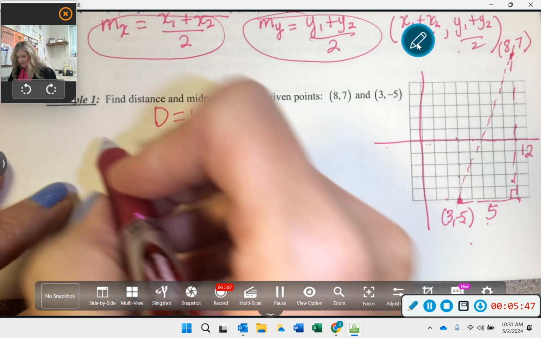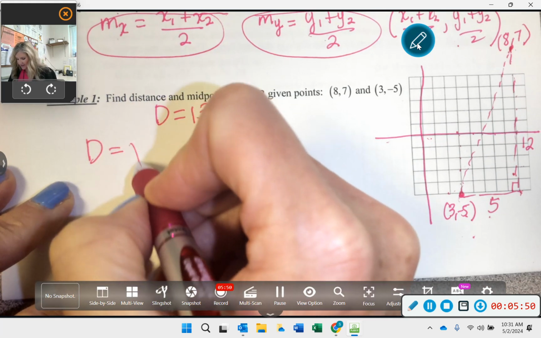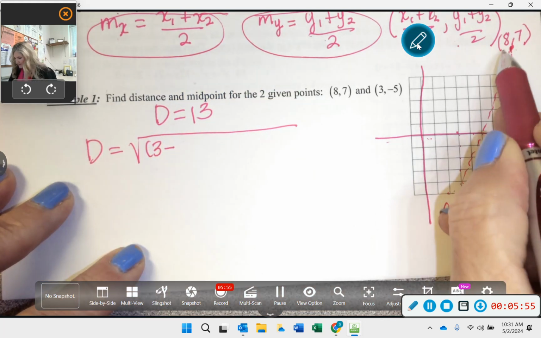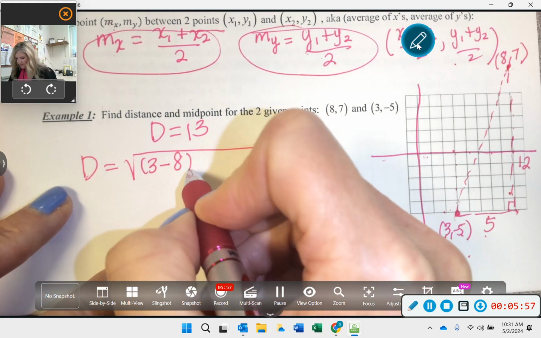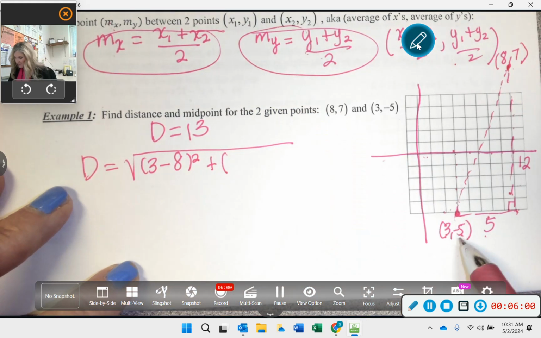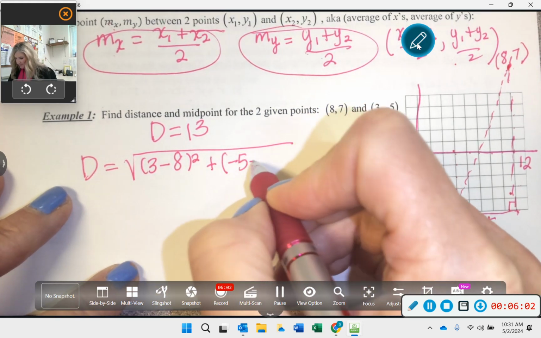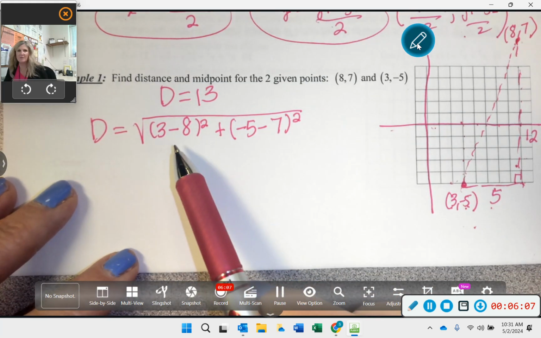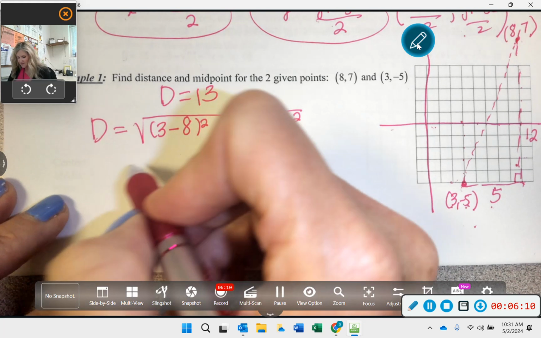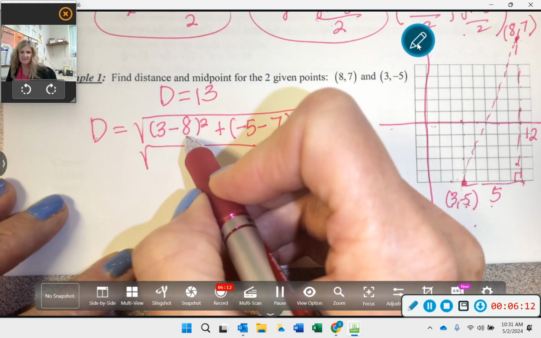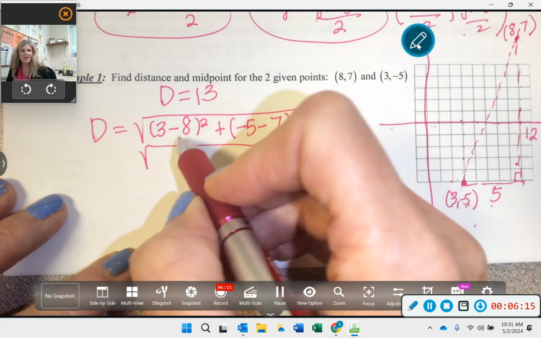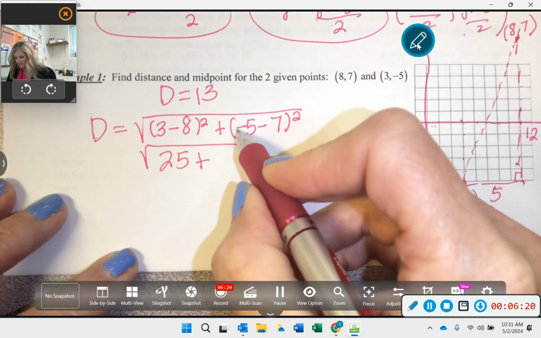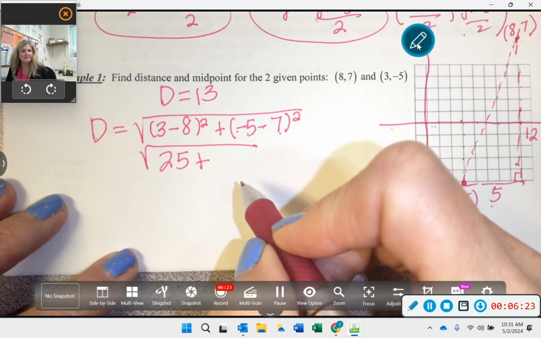Now, let me show you the distance formula in action. It's the square root of my first x minus my second x squared plus my first y minus my second y squared. That's what the distance formula is. So what is 3 minus 8? What do you get if you square negative 5? So I have 25 plus, what's negative 5 minus 7?